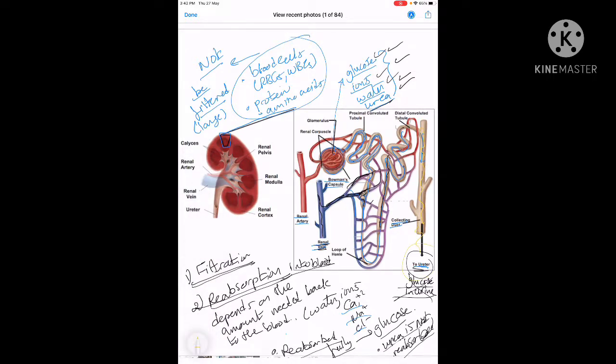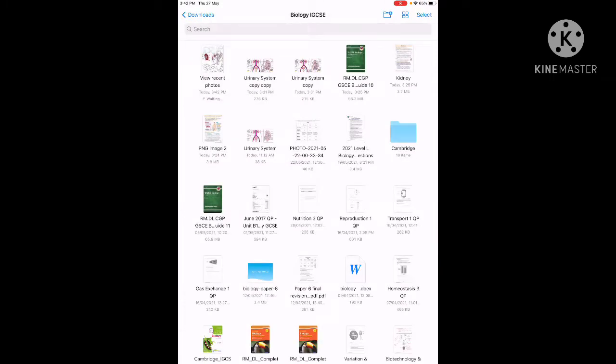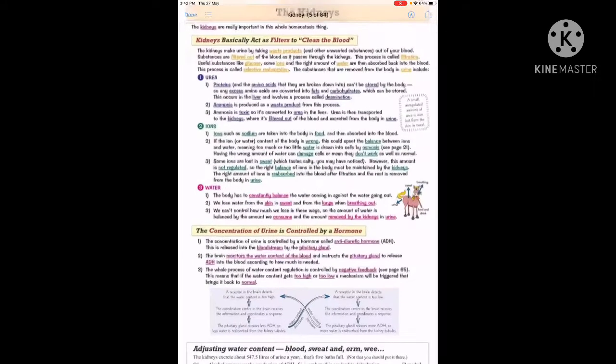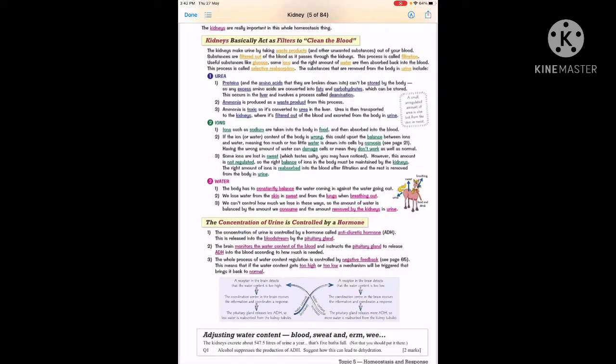All right. So just to sum this up, I will use another diagram. Let me share it with you. So these are the types of waste I have spoken of: urea, ions, and water. So urea is fully excreted because it is toxic. Okay, from where does this urea come? This is also something that I want to share with you. Now, urea comes as a product from a process called deamination.